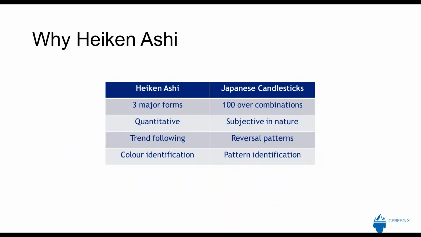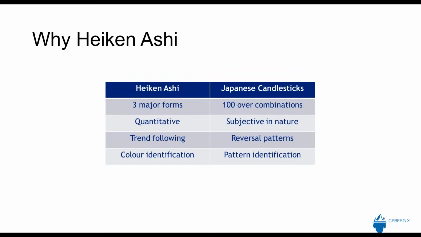Now, obviously, if you compare Heiken Ashi with normal Japanese candlesticks, the complicated part of Japanese candlesticks is interpreting them. There are over 100 different combinations, and it's very subjective in nature. Some people may say this is one type of configuration, some may say it's another type. With Heiken Ashi it's simple, there are only three distinct types, and that's all you need to know.